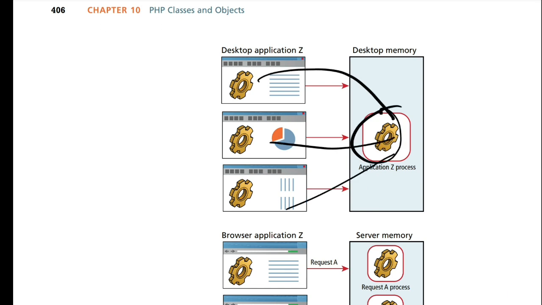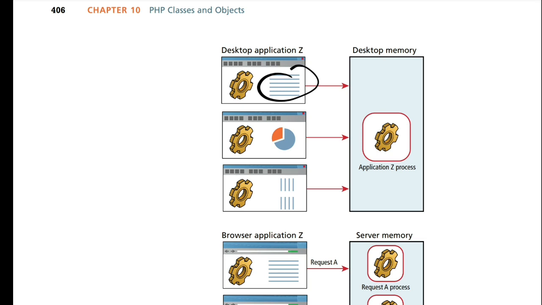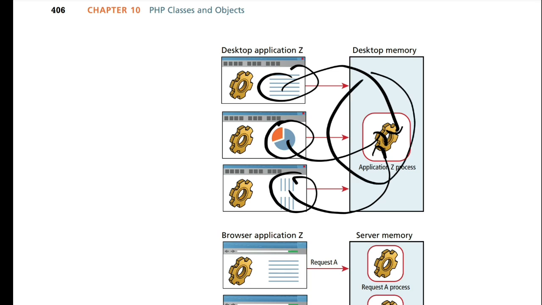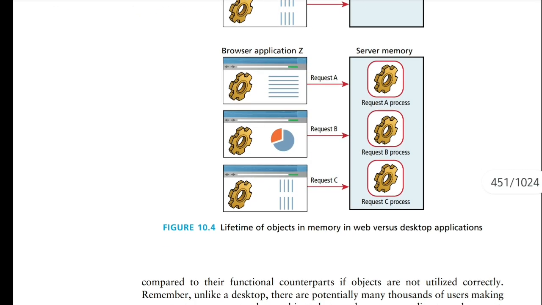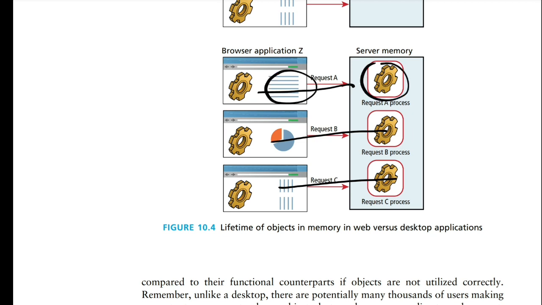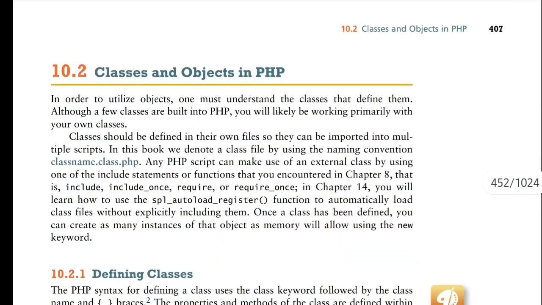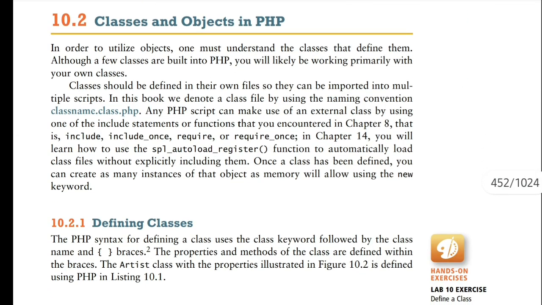Okay, so a desktop application uses just one process. Everything will be overwritten. If you write this one, it will be written here. Then if you use this one, it will overwrite this one. If you use this one, it will overwrite this one. So it will not be storing in memory. But in the server memory, everything will be kept separately. Whatever request you make will be stored here separately, then stored separately again, and stored here separately. That's the difference between server and desktop applications.